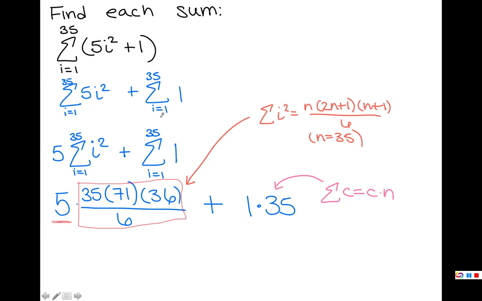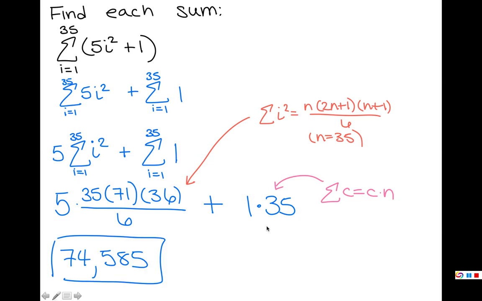And then for the second term in the sum, the 1 is a constant, and so I'm using this formula I have written down in pink. If you want to add up a constant, you take that constant, which is 1, times n, which is 35. I'm just going to put all of this into my calculator and see what I get. I got 74,585.